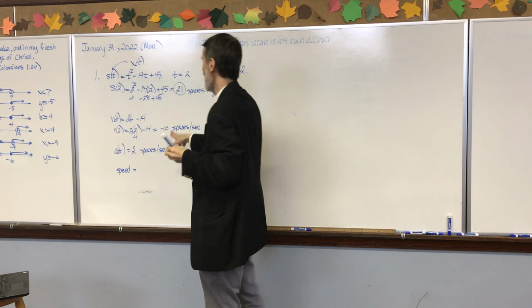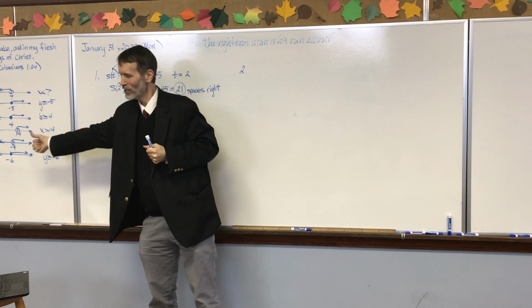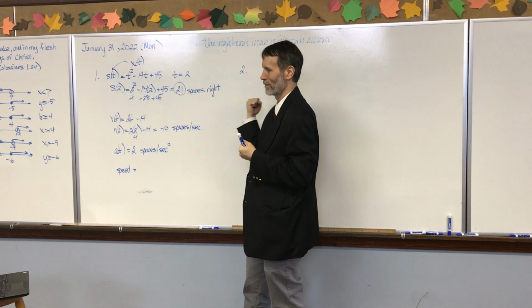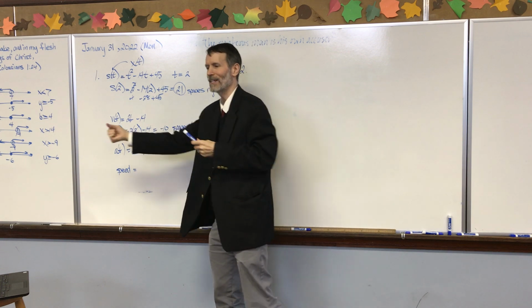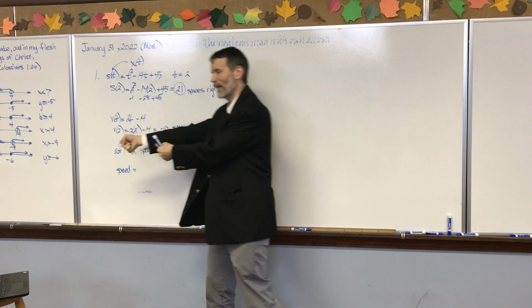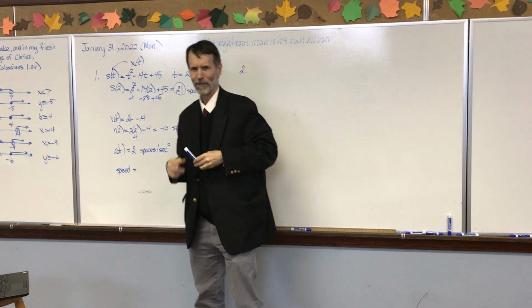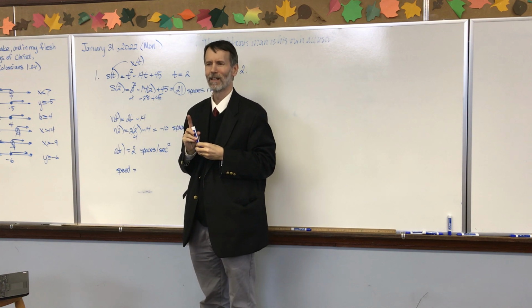Does that make sense? So yeah, acceleration can be negative. That means you're pulling to the left. Acceleration can be positive. That means you're pulling to the right. In this case, they're pulling at a constant rate. If this had been like 2t, that means it'd be pulling and then pulling harder and then pulling harder and then pulling harder.